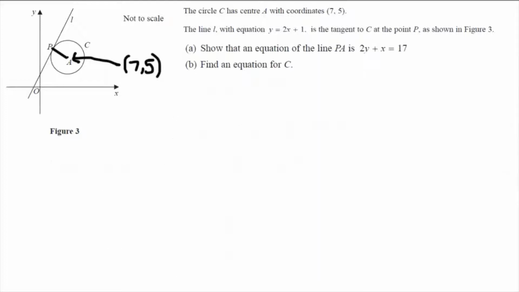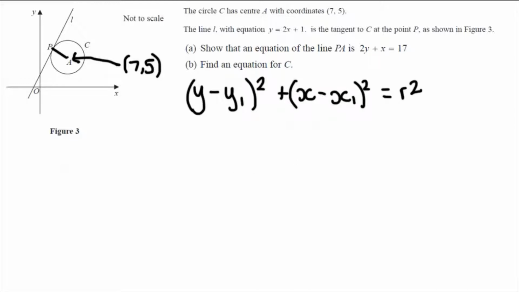Let's move on to part B. Moving on to part B, we have to find an equation for C. C is a circle, so let's just write down the general form of an equation of a circle. The equation of a circle is y minus y1 squared plus x minus x1 squared equals r squared, where x1, y1 is the centre of the circle. So we can actually fill those in straight away.